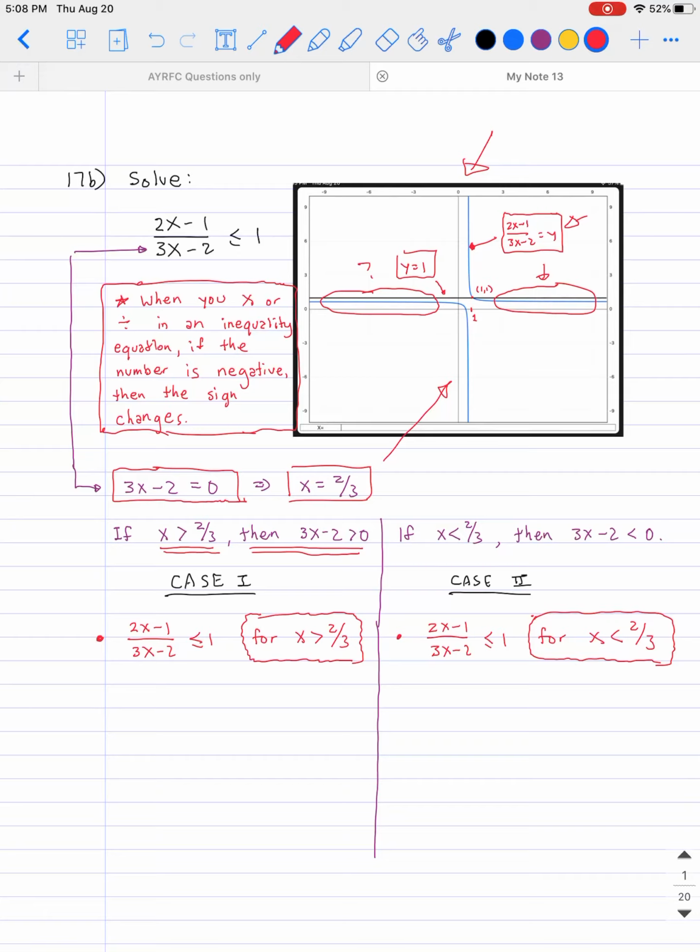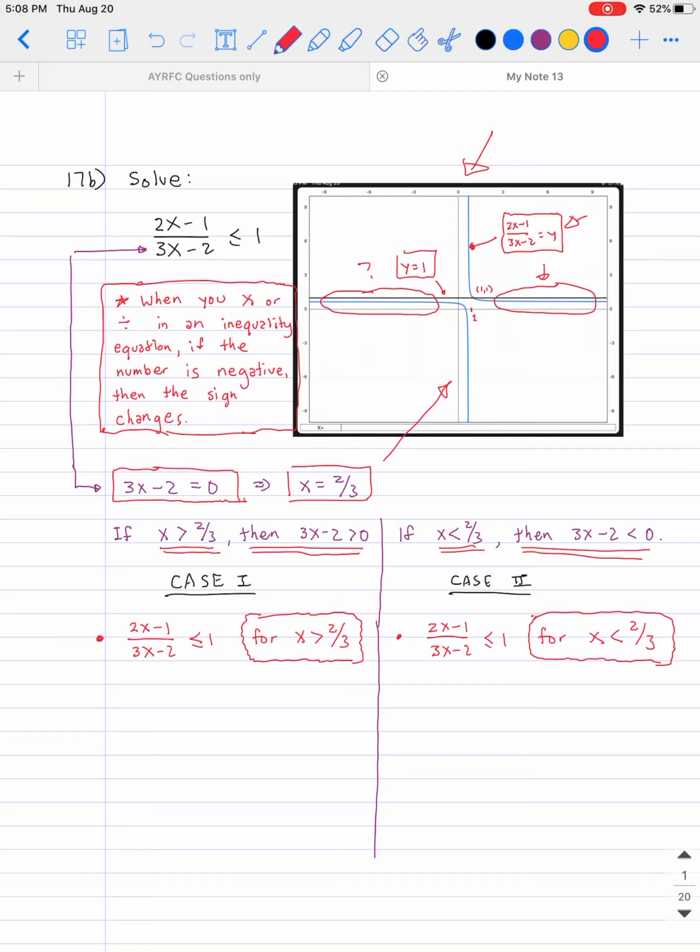Now, the second case, that's the part that we did not solve for. What if x is less than 2/3? Well, if x is less than 2/3, then the denominator 3x - 2 is less than 0, and that is going to cause the problem where we have to actually change the inequality sign.